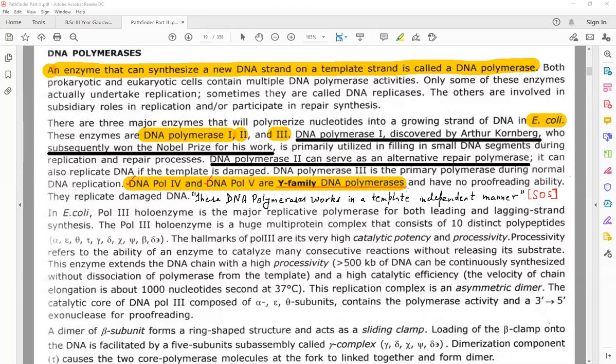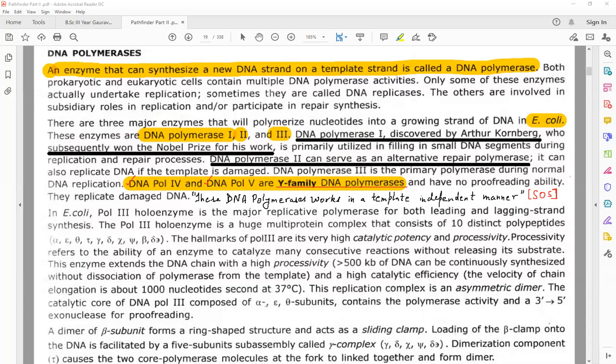Any doubt, any problem? Okay, now let us first understand DNA polymerase 1. How does the DNA polymerase 1 enzyme act? In what manner is this enzyme going to be functional? So let us look at this DNA polymerase 1 enzyme.